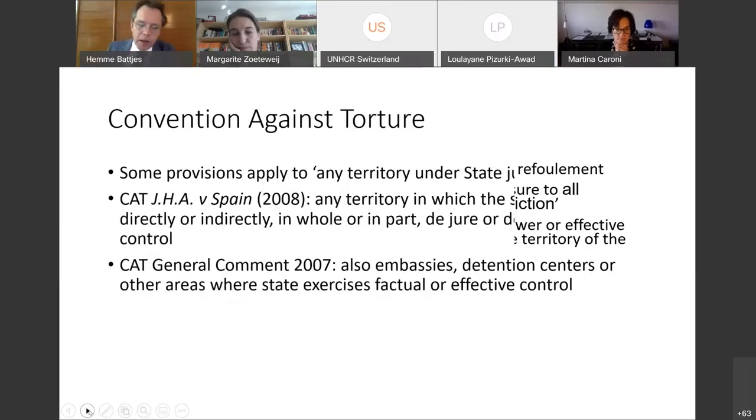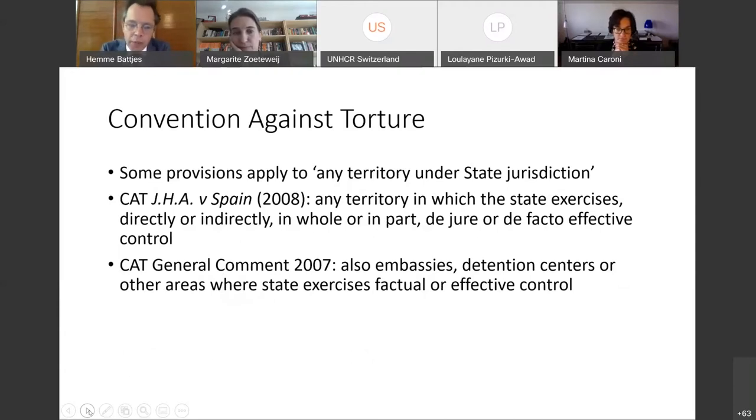Next slide, please. The Committee Against Torture has adopted basically the same approach as the Human Rights Committee and the International Court of Justice. In this convention, there is no general provision addressing the scope of application, but some provisions state that they apply to any territory under state jurisdiction. And the Committee Against Torture has stated in a general comment that it concerns also situations outside the territory of the state, so embassies, detention centers, or other areas where the state exercises factual or effective control. So again, factual control; de jure control is not required.